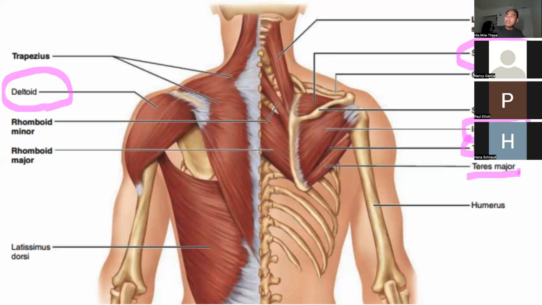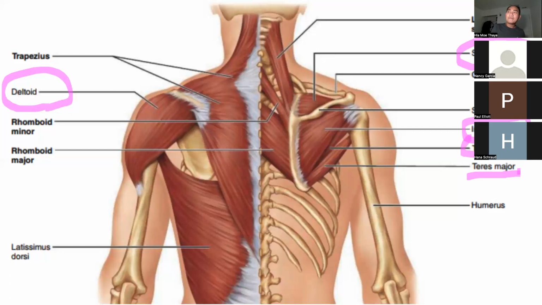And teres minor goes into the rotator cuff muscle group, and it works together with the infraspinatus muscle, but teres major works differently. Because of the direction of the muscle, from the scapula to the humerus, it will close the gap. So if our arm is abducted, it will pull towards the body. That is the teres major. I hope that's all right.